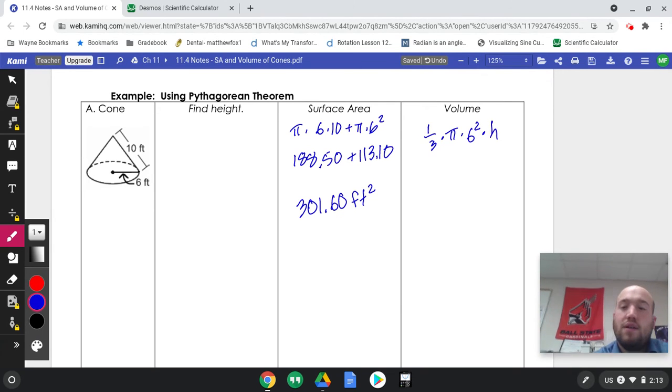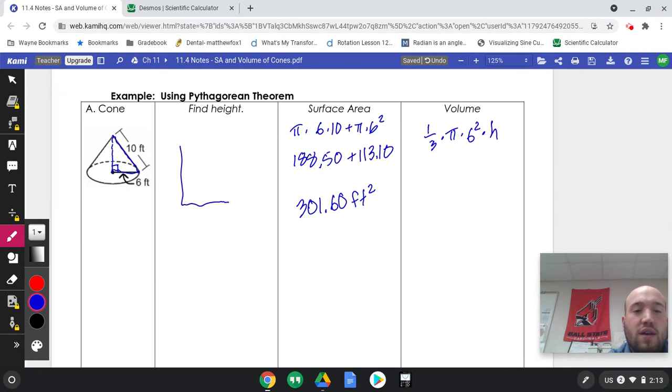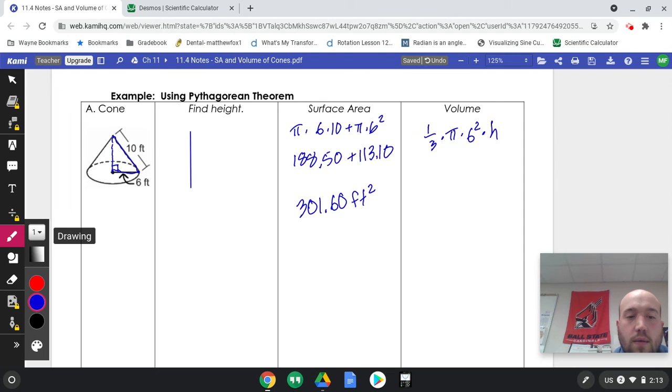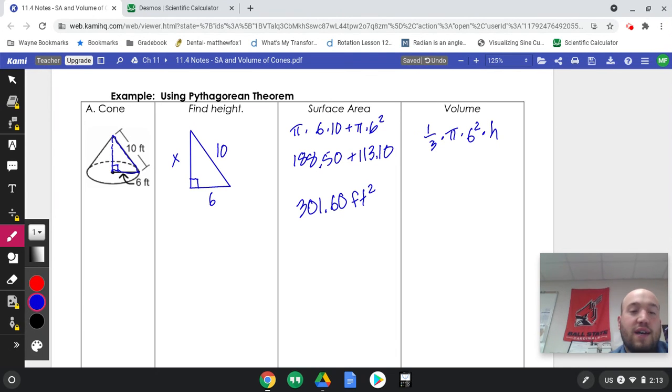I don't know what that height is, but if we think about it, if this comes down, the height forms a 90-degree angle. Now hopefully we can see what shape we have there. Let me make that a little neater. We have a right triangle, and we know that this side is 6, this side is 10. We want to know what that height is. What is x, or what is that height?